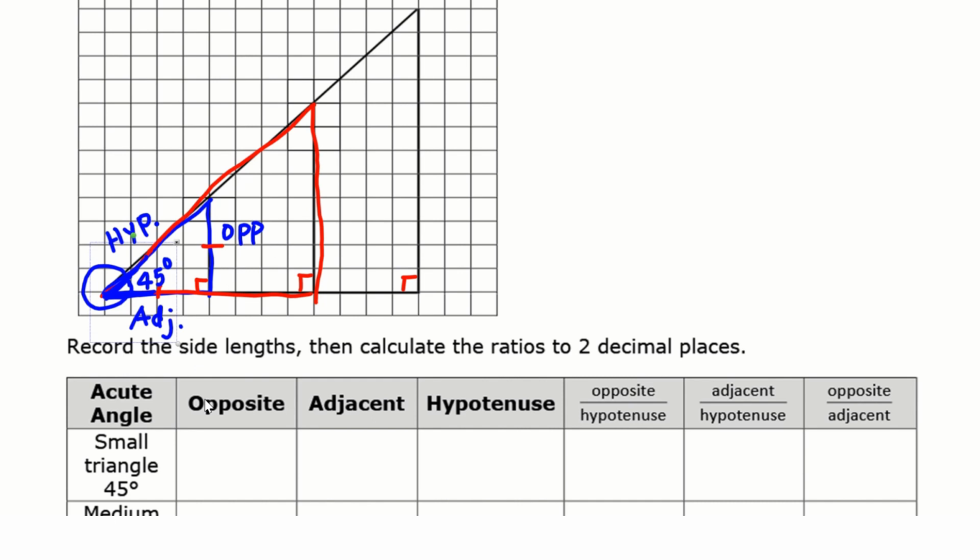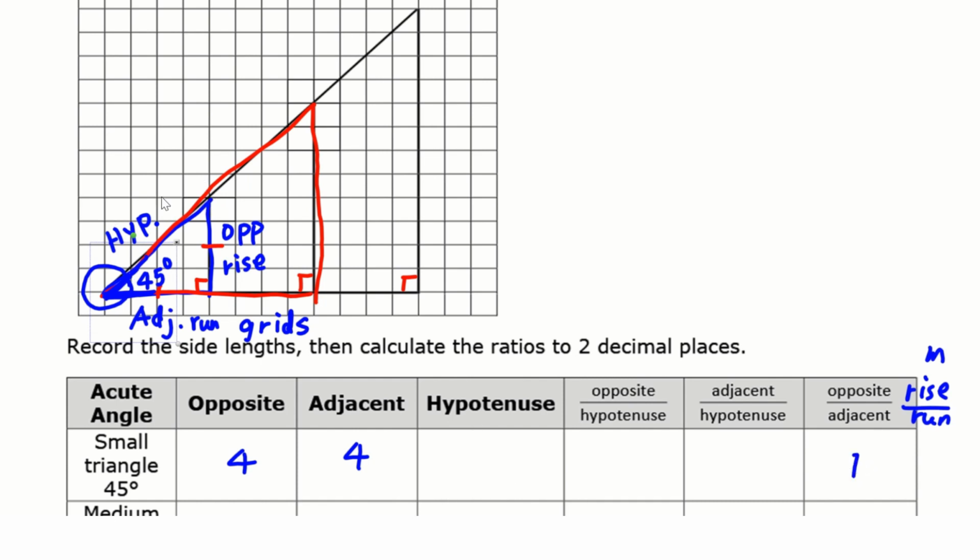Okay, we are going to count the units for the opposite. 1, 2, 3, 4, and the adjacent 1, 2, 3, 4. You will see that the opposite is what we had before for the equation of a line. This is a rise, this is a run. So rise over run is opposite over adjacent, and before we called this the slope. So opposite over adjacent is 1.